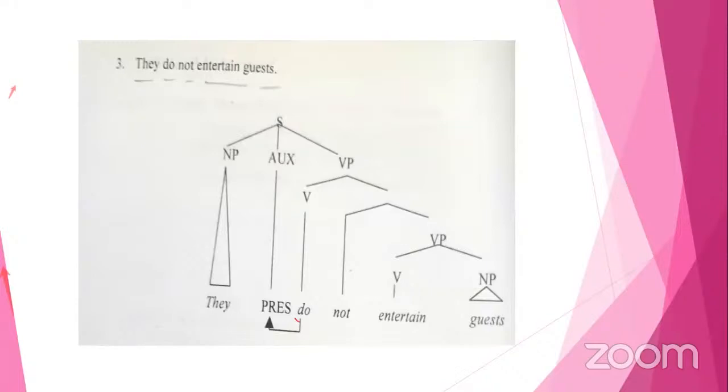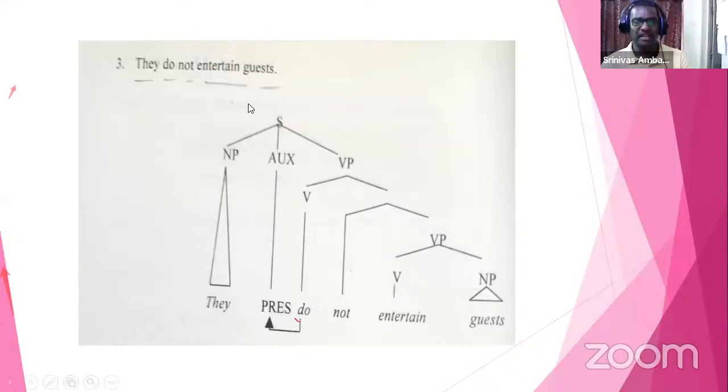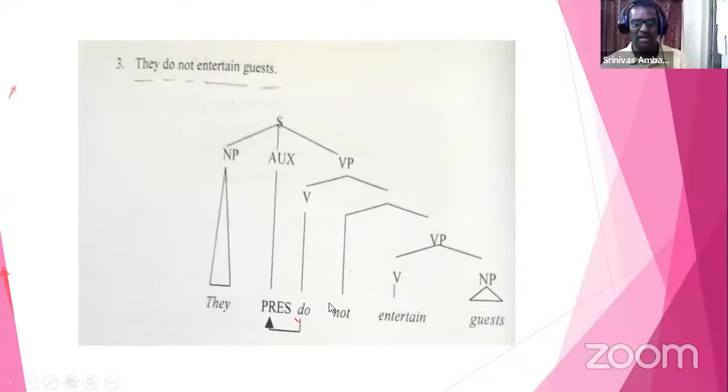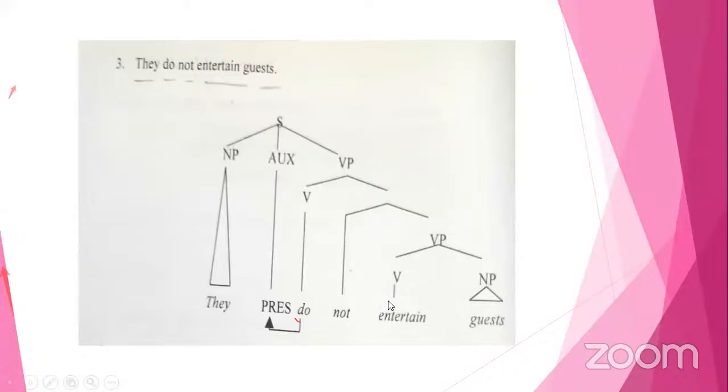They do not entertain guests. Present tense and negative. They is a noun phrase. It is in the present tense, and do is an auxiliary verb. Not is also a verb, and the speaker didn't mention it. Entertain is a verb. Guests is a noun phrase.